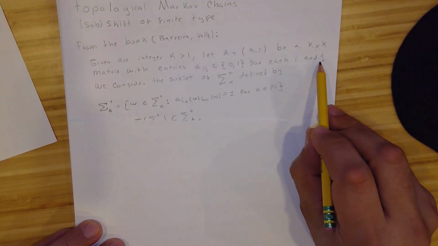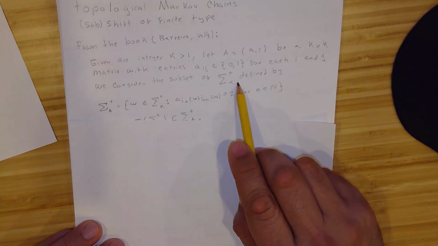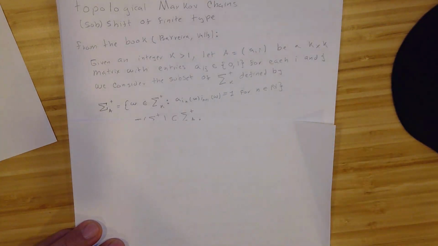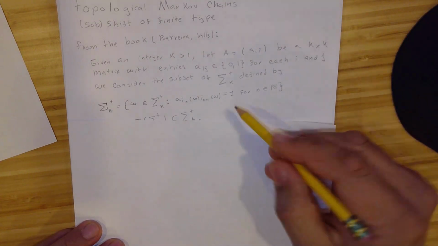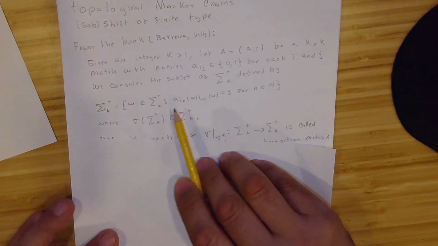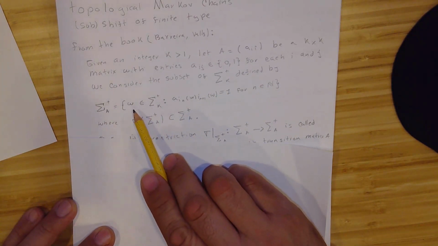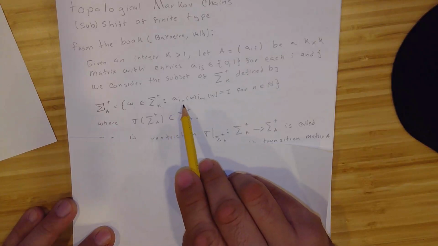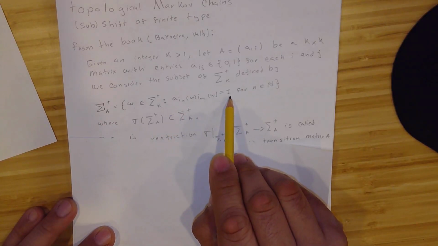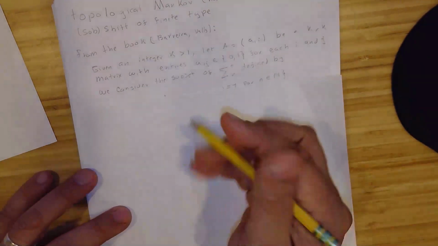For each A and J, we construct the subset. This is the set that we basically are going to utilize to create the matrix, defined by the words that belong to this only happens whenever these entries are equal to 1, right? What I say, let me just explain a little quickly here.